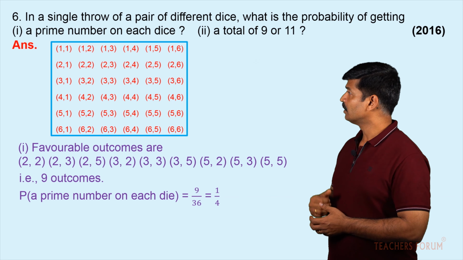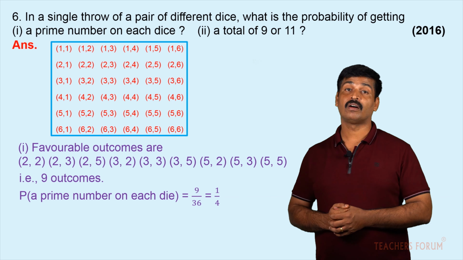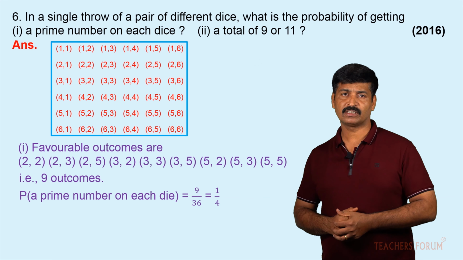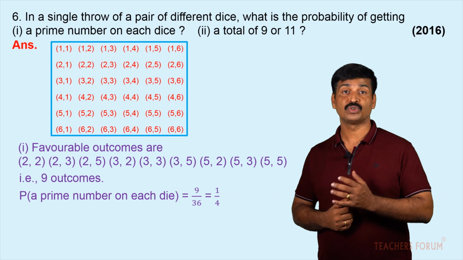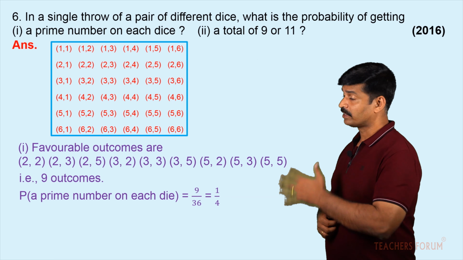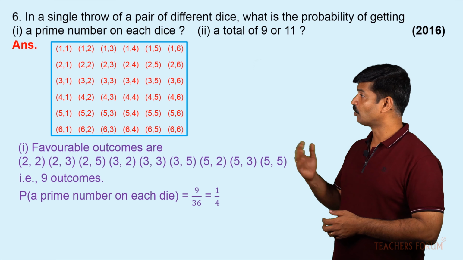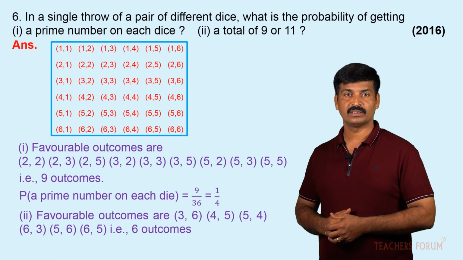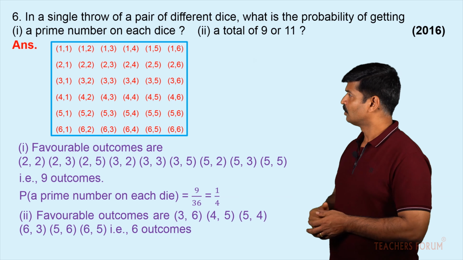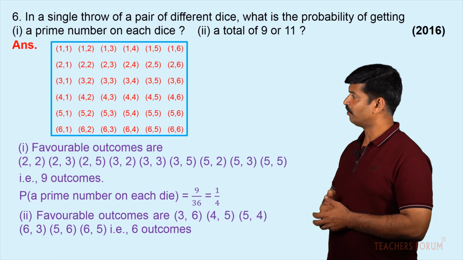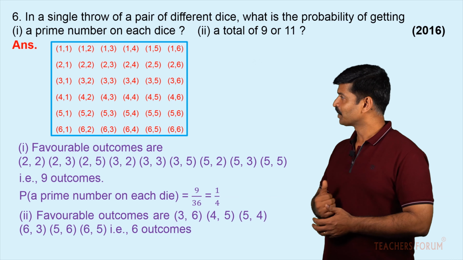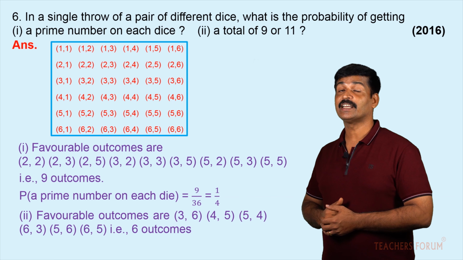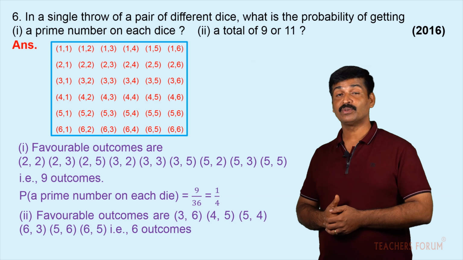The next one, a total of 9 or 11. So let us find what are the favorable outcomes. That when you add the numbers on 2 dice, you should get either 9 or 11. The favorable outcomes are 3, 6. You see, when you add, you will be getting 9. 4, 5, 5, 4, 6, 3. In all these cases, you are getting 9. Now, 5, 6, you are getting 11. 6, 5, when you add, you get 11.